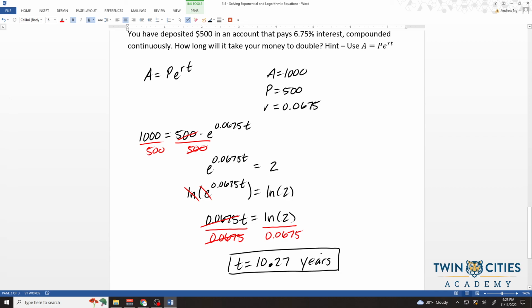Hopefully this gives you an idea of how to solve exponential and logarithmic equations, as well as at least one real-world application for this.